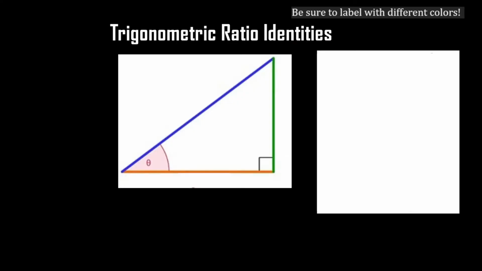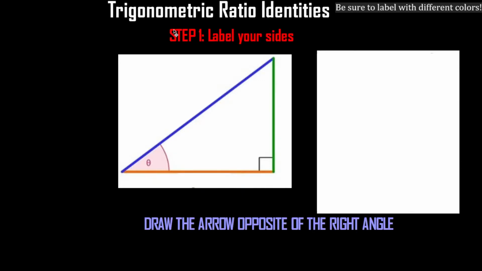Alright, so now when we're talking about that, again, make sure you have those trigonometric ratios and those identities ready to go. So take a second, have those different colors ready so that way you can see how these work. So first we're going to label our sides. And how do we do that? Again, make sure you can see where that right angle is, and make sure you can see where that angle theta is.